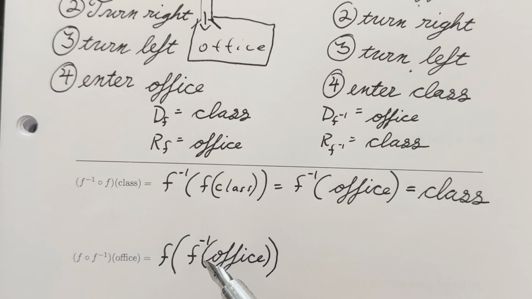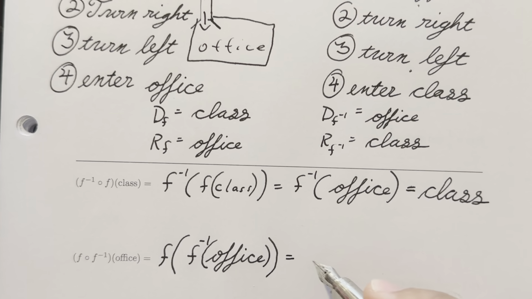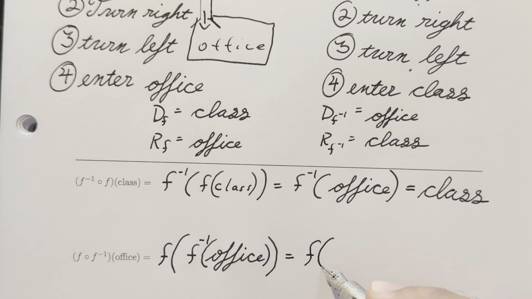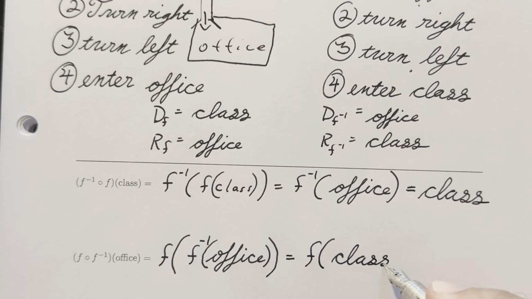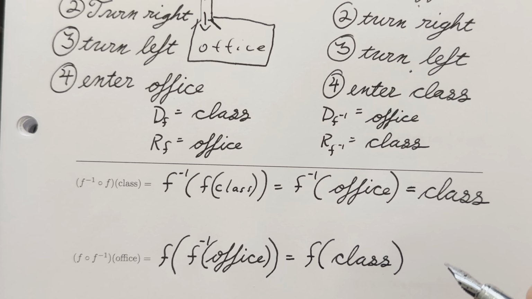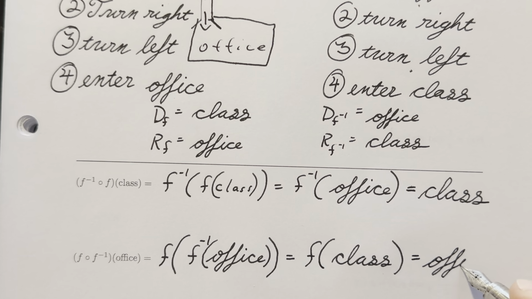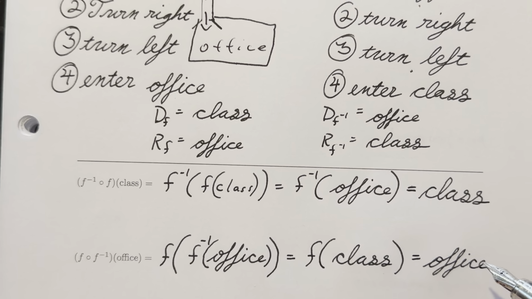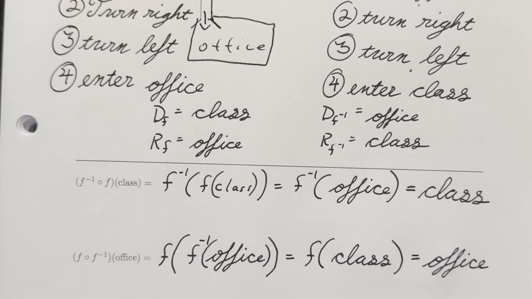And what is F inverse acting on the office? Well, that's class. And what is F of class? Well, that is back to the office. And again, the input is the same as the output.